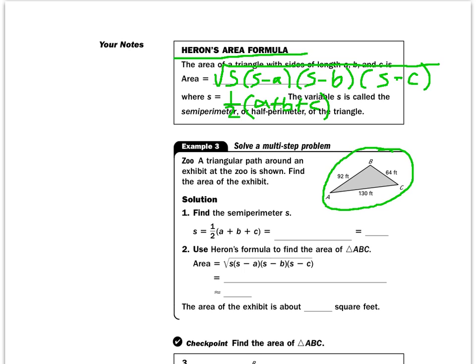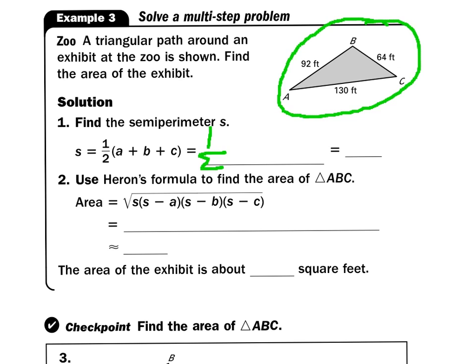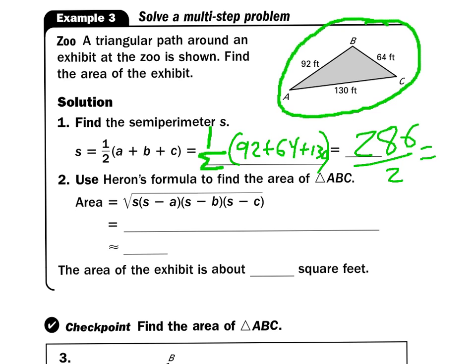So if we take a look at example 3 here, A plus B plus C, so half. How about we try to make example 3 a little bigger so I can write it in there. Half of 92 plus 64 plus 130. Okay, so if we add 64 plus 92 plus 130, we get 156 plus 130 is 286. And then half of that is 143, I believe. So my S number is 143.